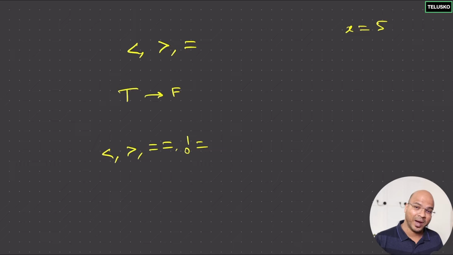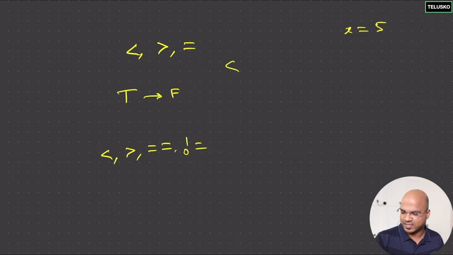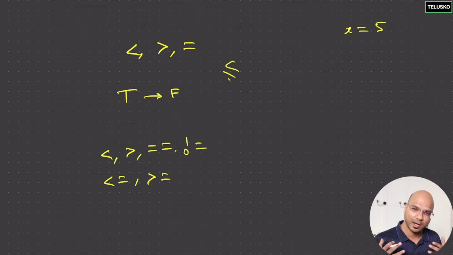And you can also combine them. For example, if you remember in mathematics, we use the symbol less than or equal to. Of course, we don't have this key on the keyboard, so we have to use less than followed by equal to for this particular combination. We can also say greater than equal to, right? So we can use all these combinations as a part of relational operators.